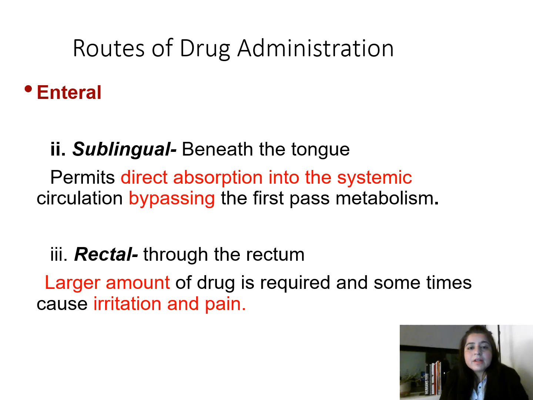So when we take the drug via the sublingual route, almost more than 90%, the maximum amount of the drug, reaches the systemic circulation. There is also a term, bioavailability. We will be understanding what bioavailability is in our coming slides.